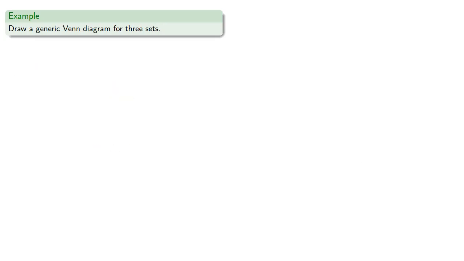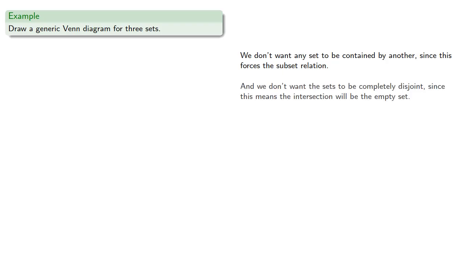So, can we draw a generic Venn diagram for 3 sets? We don't want any set to be contained by another since this forces the subset relation. And we don't want the sets to be completely disjoint since this means the intersection will be the empty set. So we need to draw 3 sets where any 2 can overlap and all 3 can overlap. And so we can draw them this way.